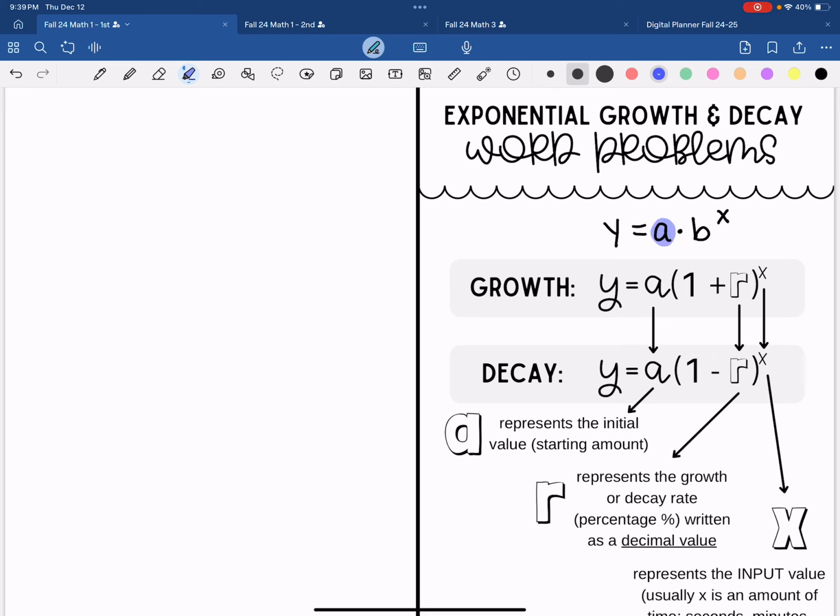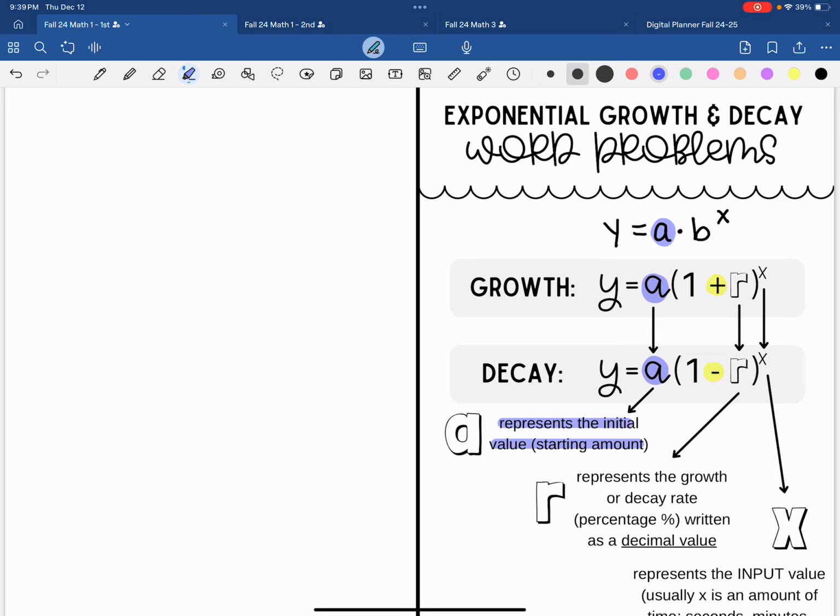So we have two models when it comes to growth and decay. If you notice, the main difference between these two models is the plus and the minus. This is very essential because when you do growth, you've got to add. When you do decay, you have to subtract. My a value is still going to be my starting value, my initial amount, and it is still being multiplied in the front. That's not going to change.